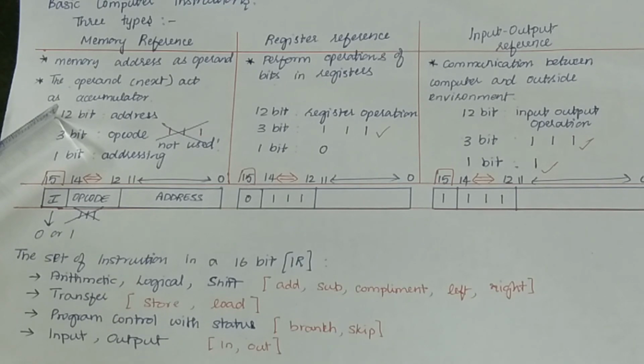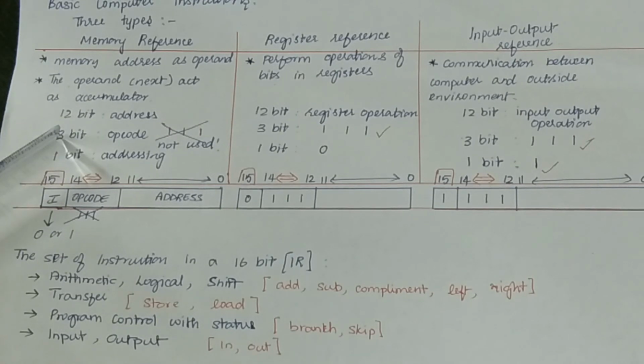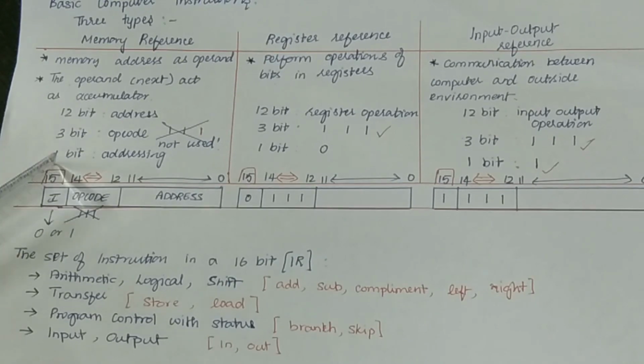Under memory reference, the address bits of 12 bits consist of the address. The 3-bit part consists of the opcode. Every bit combination of 3 bits gives a total of 8. The combination 111 will not be used in opcode under memory reference, and the remaining 1 bit consists of the addressing mode bit in memory reference. Here is the pictorial representation of memory reference instruction code.